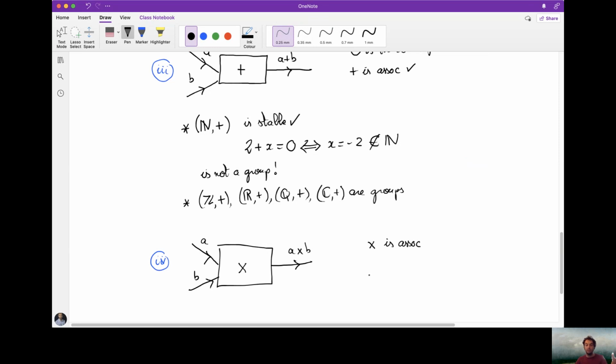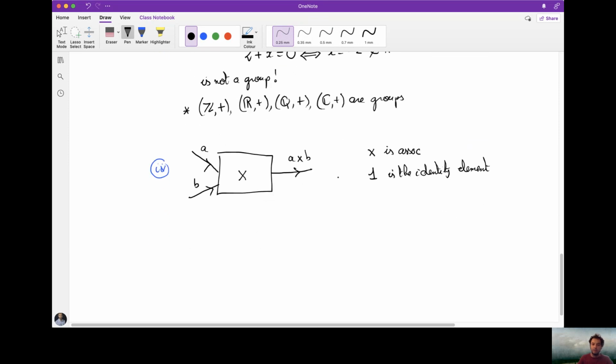And the second one, is there an identity element? Is there a number that when I multiply by this number, nothing changes, and this number is 1? 1 is the identity element. So now we ask again. Let's take N, for example, N with the multiplication. If I take 2 natural numbers and I multiply them together, we have as a result, again, a natural number, so it's stable.